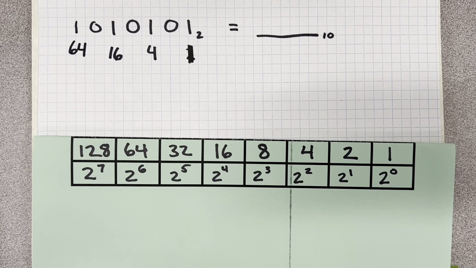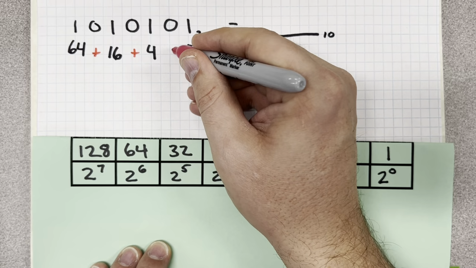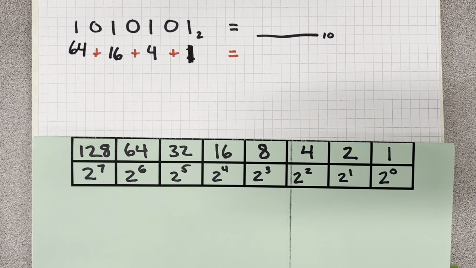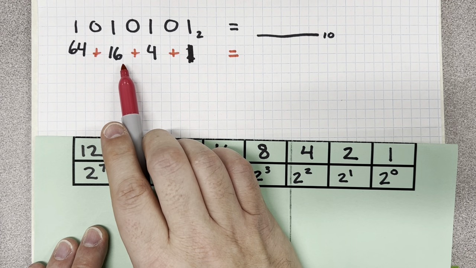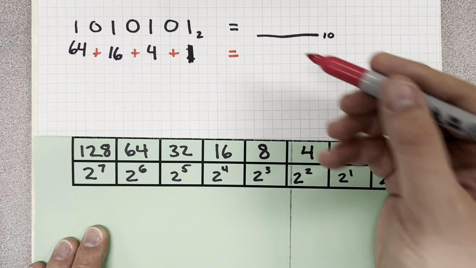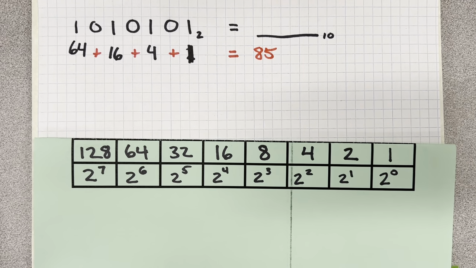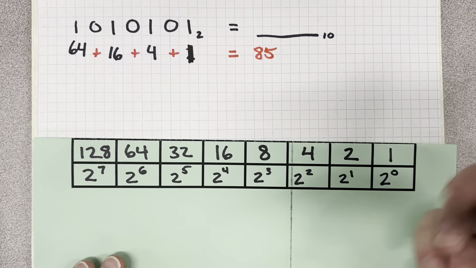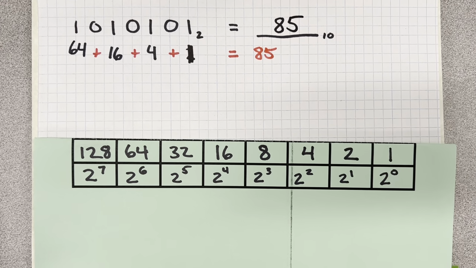So then all you need to do is add these values together. So plus, plus, plus equals. So what we get here is 80 plus 4 plus 1, which is going to be 85 altogether. So the answer here is 1010101 in binary is equal to 85 as a base 10 number.